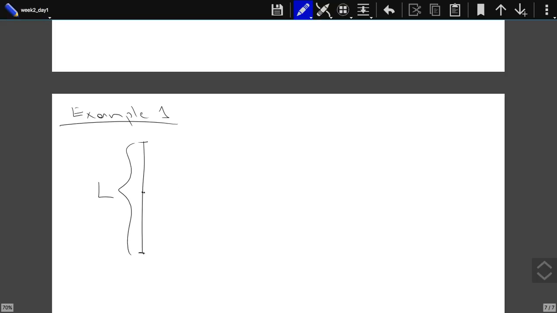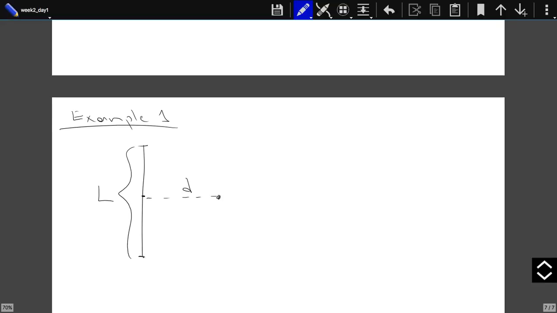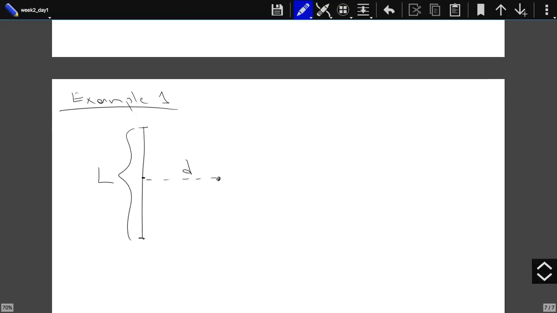Okay, let's do the middle one. At a distance d, what is the electric field over there? Well, we have a continuous charge distribution. Well, let's do it formally. We already know the result.